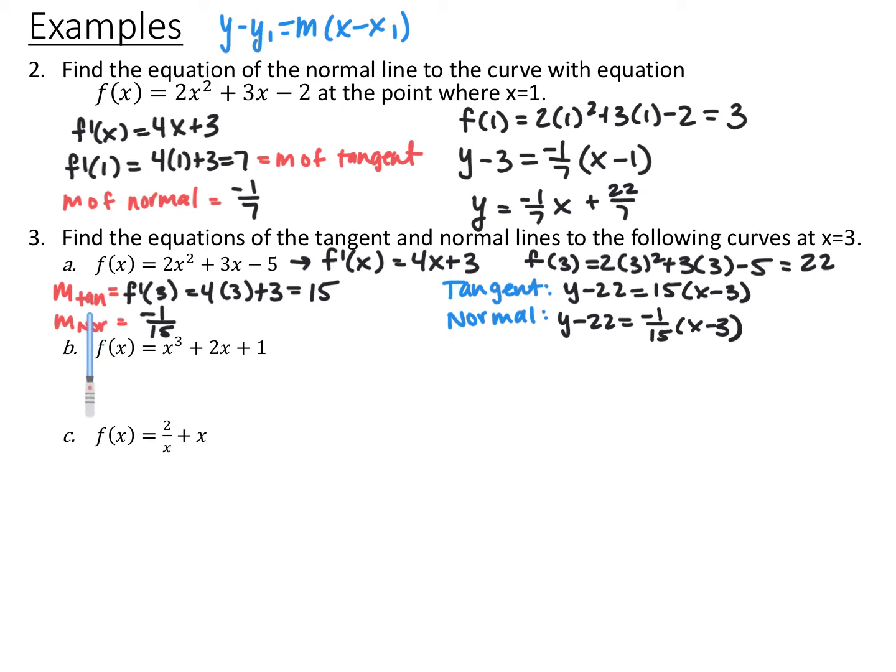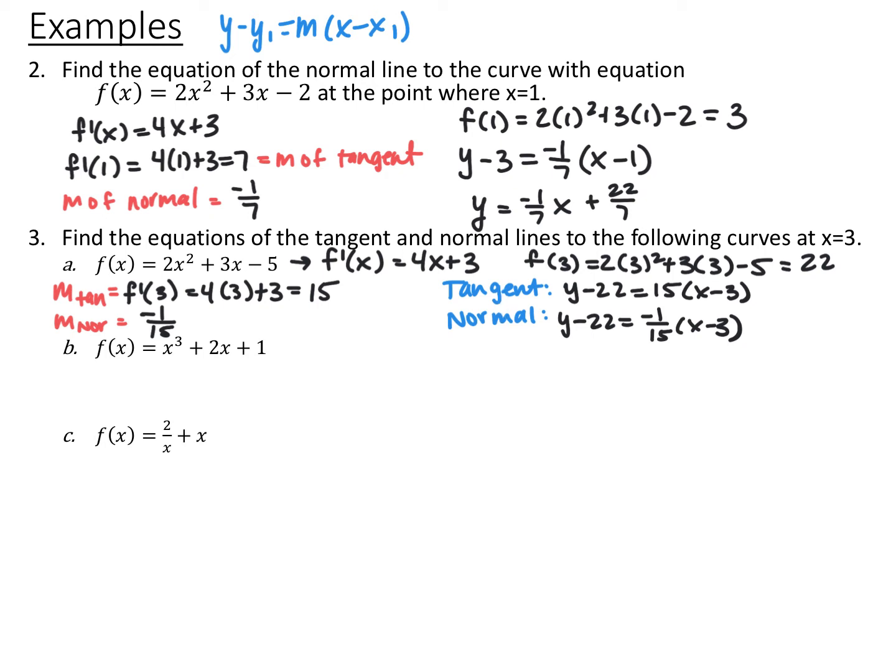So to then find the slope of the tangent line, I want it at x equals 3, so I'm going to plug in 3 for the derivative, and I end up with f prime of 3, or my slope of my tangent line, to be 15. And so if the slope of my tangent line is 15, that means the slope of the normal line is the perpendicular slope, opposite reciprocal, so that's going to be negative 1 over 15. For both of these, I need the y-coordinate at that point x equals 3 in order to write my equation of the line. So I found f of 3 to find the y-coordinate, and I end up with 22.